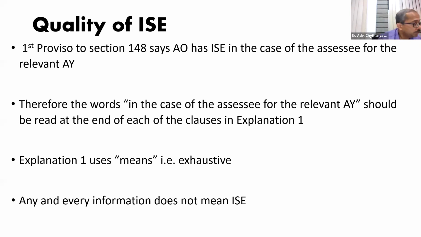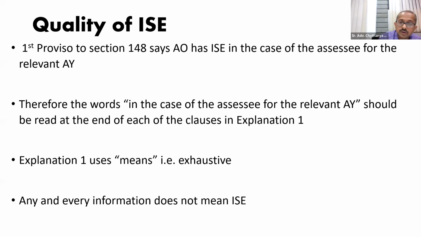And if we go to explanation 1, which will define ISC, it uses the word means. ISC means 1, 2, 3, 4, 5, which necessarily means that it is exhaustive. And in order that the assessing officer says there is ISC, it has to fit into one or more of the 5. And before that, it has to qualify as an information. It is information suggesting escapement.